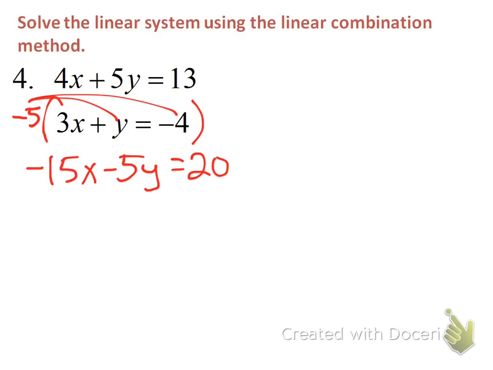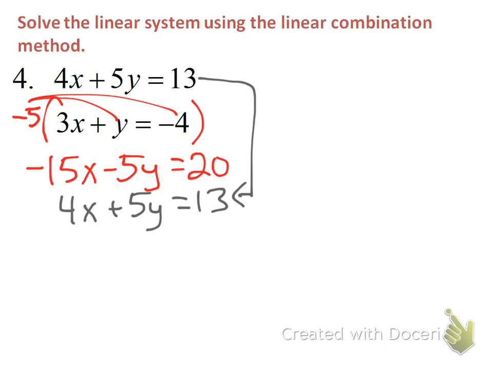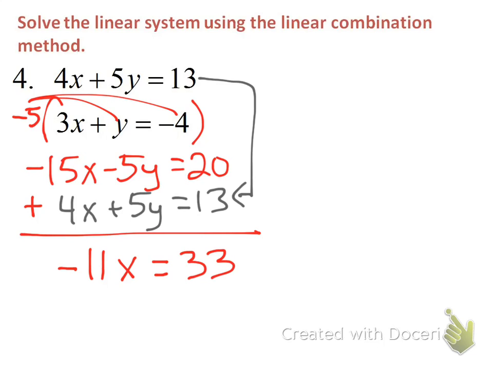I'm going to rewrite the top equation right below it so I can add a little easier. This is going to be 4x plus 5y equals 13. Once you have opposites, you can go ahead and add. So this is going to be negative 11x equals 33. Divide both sides by negative 11. X is going to be negative 3.